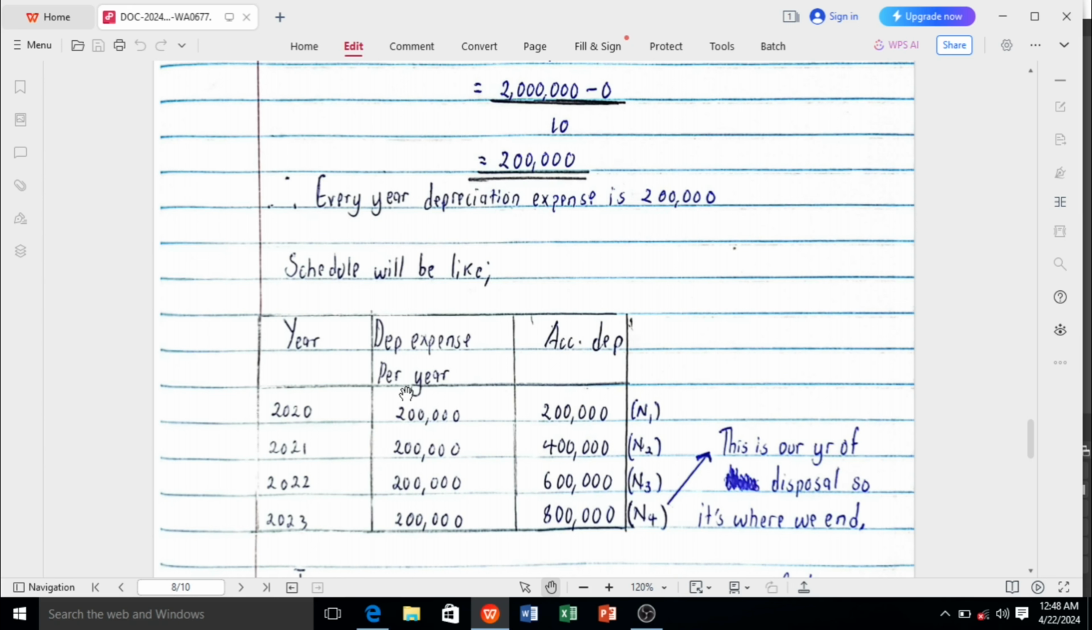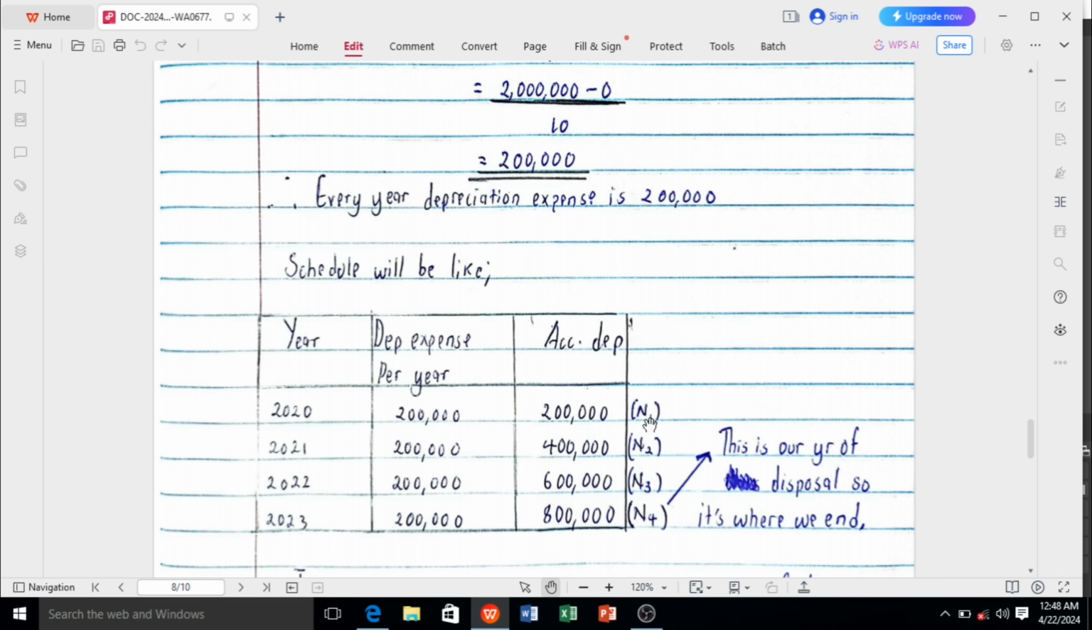The depreciation expense per year is going to be 200,000, 200,000, 200,000, 200,000. Now, accumulated depreciation for the first year is going to be 200,000. For the second one, it's going to be 200,000 plus this 200,000, giving us 400,000. For the third, it's going to be 400,000 plus 200,000, giving us 600,000. The one of 2023, it's going to be 600,000 plus 200,000, giving us 800,000.